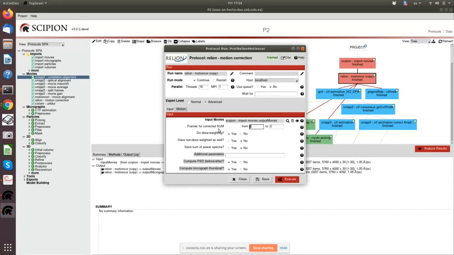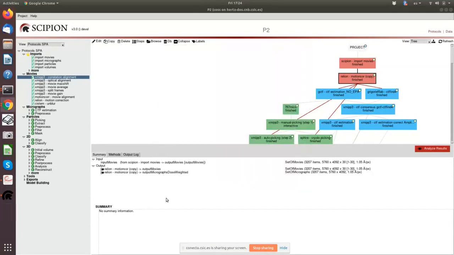So in principle, normally we seldom touch these parameters. Motion Core relies on the CPU, but you can use multiple threads to compute it. And it takes about 1 minute per micrograph, depending on the size and so on. Okay, so let's go back to the next step.